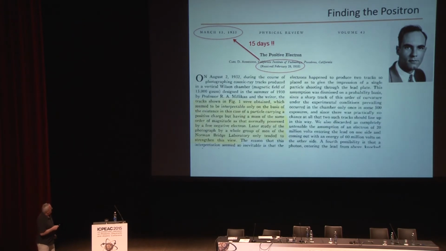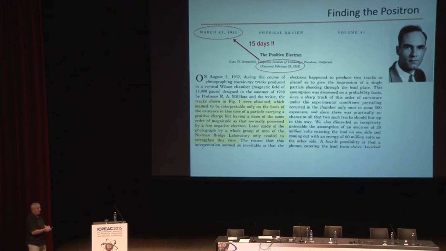There's a really interesting little paragraph in the introduction of Anderson's paper where he talks about the interpretation of tracks that they found. They say here that these tracks were only interpretable on the basis of the existence, in this case, of a particle carrying a positive charge, but having a mass of the same order of magnitude as that normally possessed by a free negative electron. This is a great paragraph. Later study of the photograph by a whole group of men of the Norman Bridge Laboratory only tended to strengthen this view. So that was how you went to publication back in 1933.